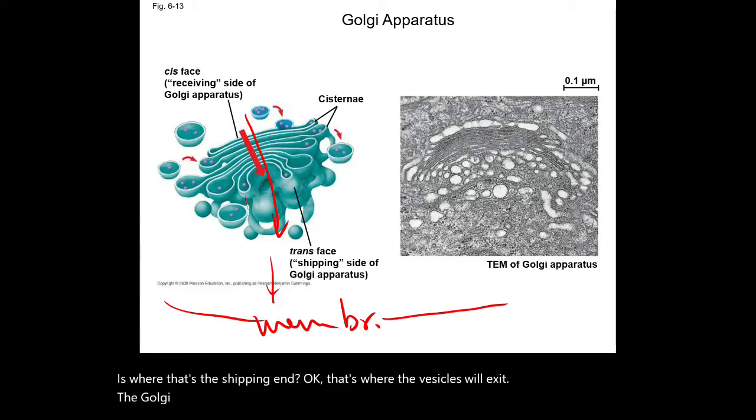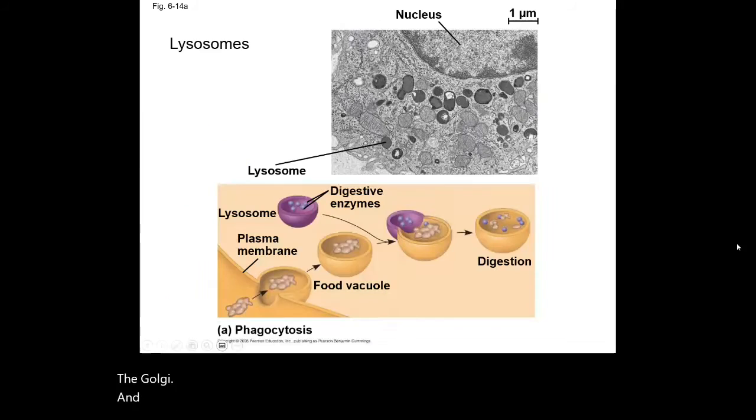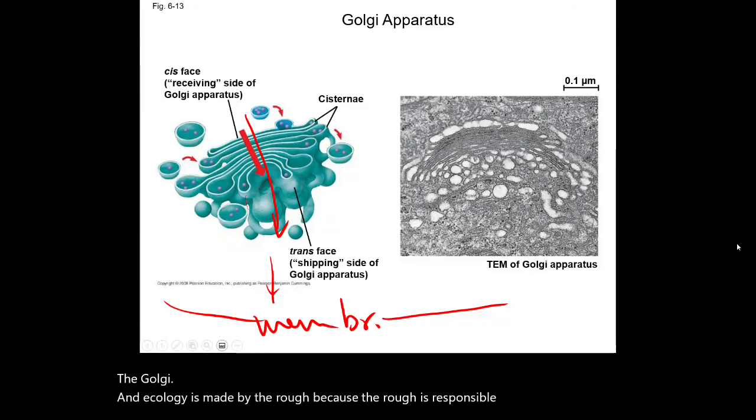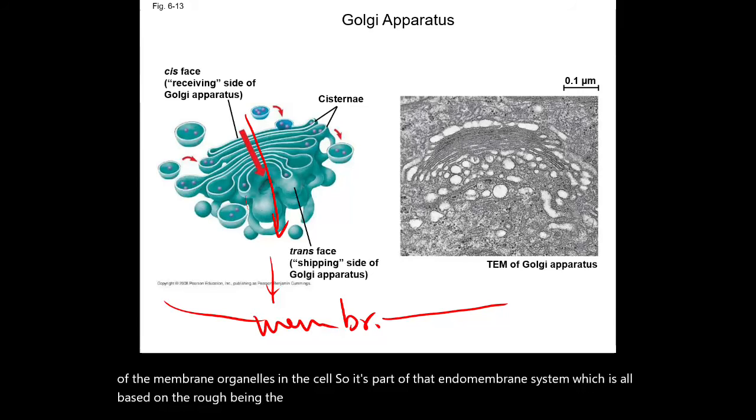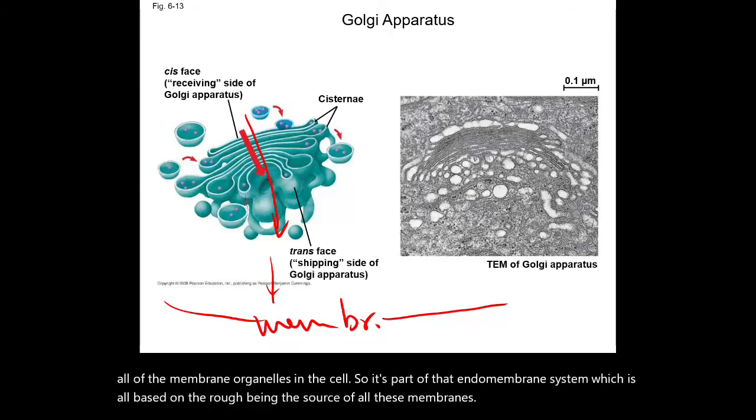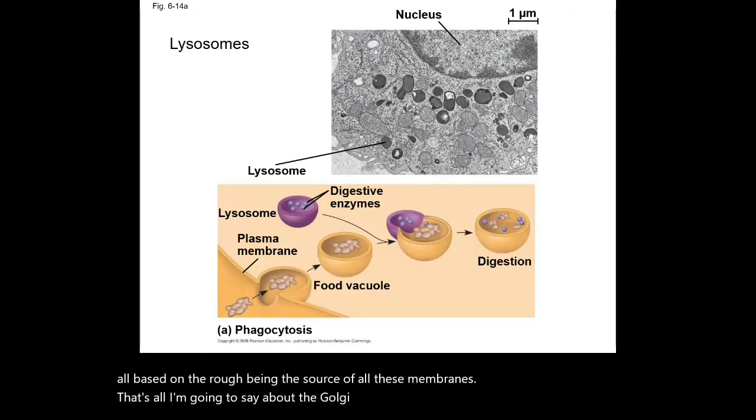And the Golgi is made by the rough ER because the rough ER is responsible for making just about all of the membrane organelles in the cell. So it's part of that endomembrane system, which is all based on the rough ER being the source of all these membranes. That's all I'm going to say about the Golgi. It's just too boring. All right, lysosomes. These guys are exciting because they're dangerous.